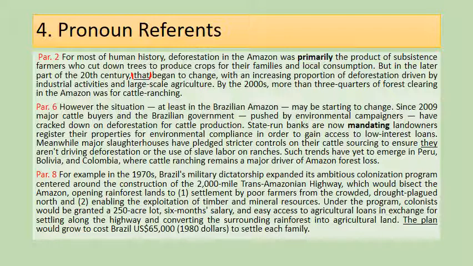Deforestation in the Amazon was primarily the product of subsistence farmers who cut down trees to produce crops. What began to change is why the Amazon trees were being cut. They were not for local consumption or feeding small families. They, in paragraph 6: meanwhile, major slaughterhouses where animals are killed and their beef is taken have pledged stricter controls on their cattle sourcing to ensure they aren't driving deforestation. They obviously refers to slaughterhouses. Paragraph 8, the plan. When you read this paragraph, you will know that the plan is the Trans-Amazonian Highway.